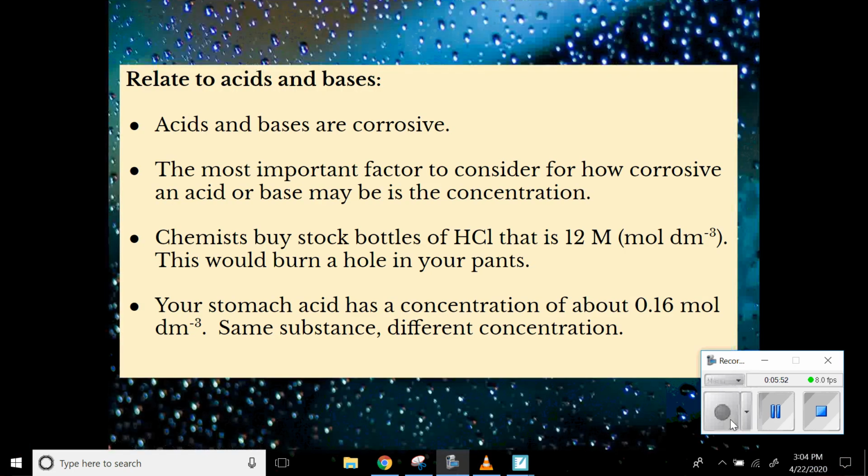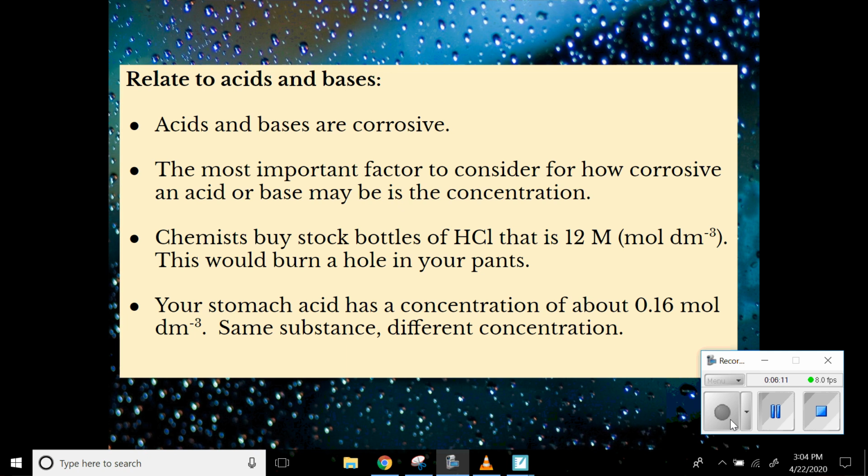So how does this relate to acids and bases? Because eventually we're going to relate this all to acid and base reactions. Well, first and foremost, acids and bases are incredibly corrosive. They will hurt you if you get them in your eyes, nose, throat, or skin.